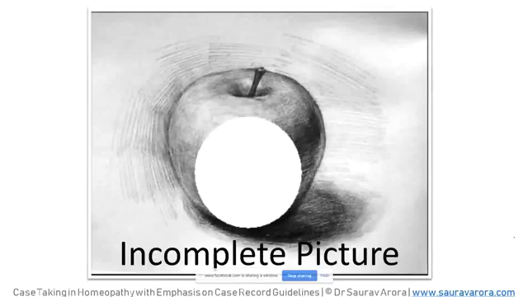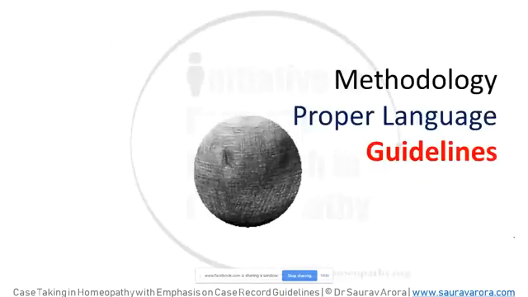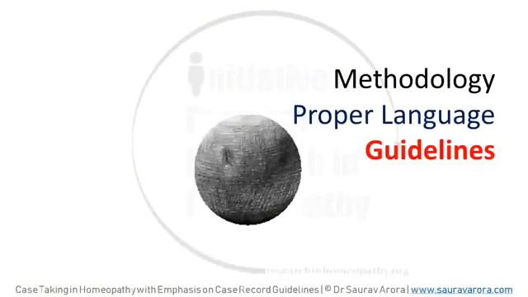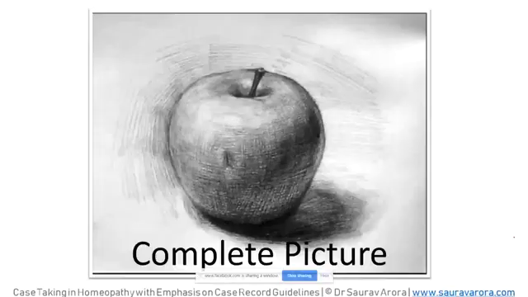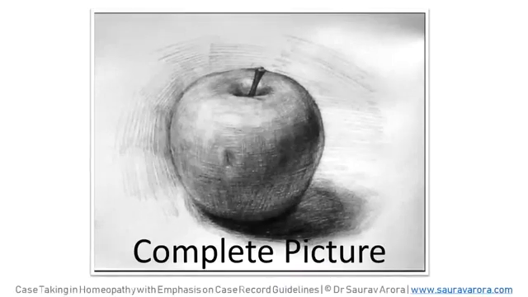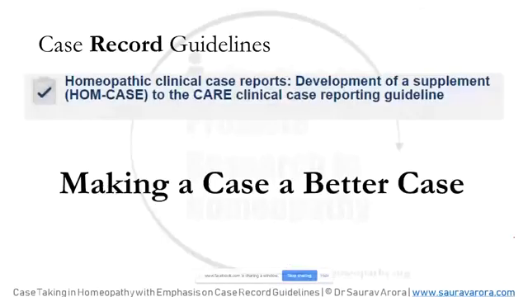So we have one incomplete picture, we have all symptoms, we have the case, we have everything in our clinic. So when we apply this methodology, this proper language, and these guidelines, this picture is ready to be presented in a peer-reviewed journal. That is a good written case record.